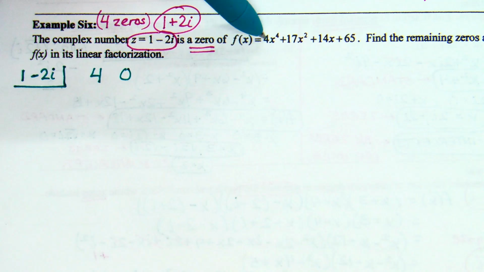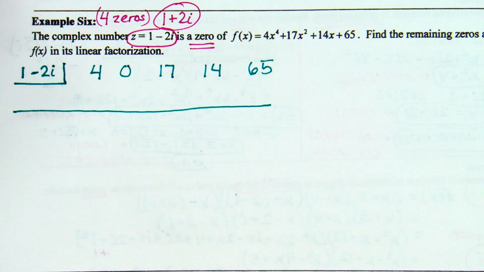Okay. Same rules. You drop the 4, yes? 1 minus 2i times 4. 4 minus 8i. You distribute. Easy enough, right? 0 plus 4 minus 8i. 4 minus 8i. Now what? Unfortunately, no. 4 plus 8i.